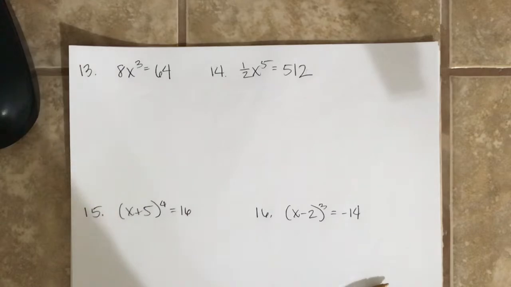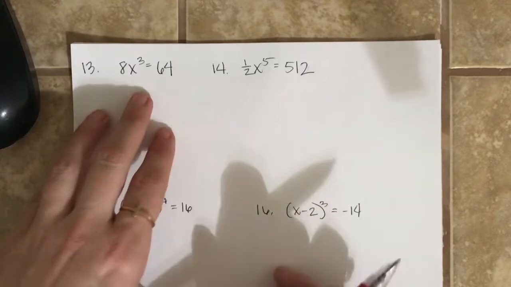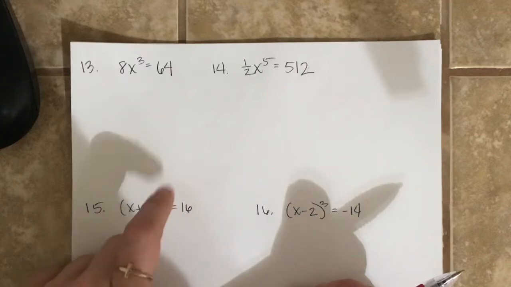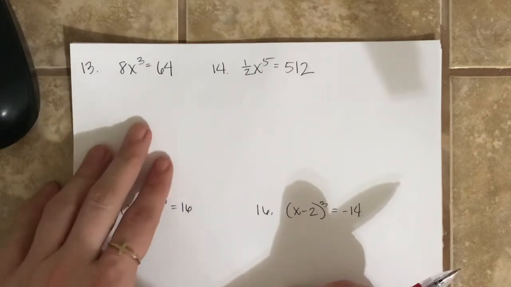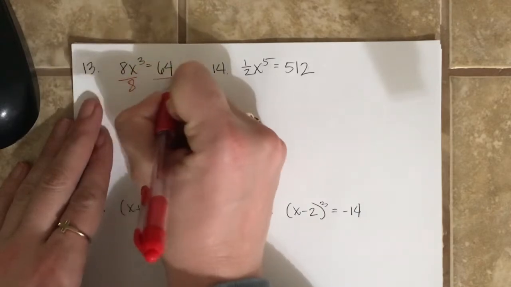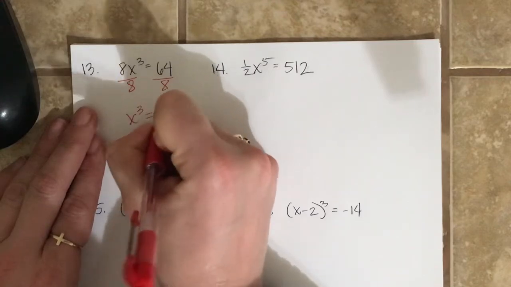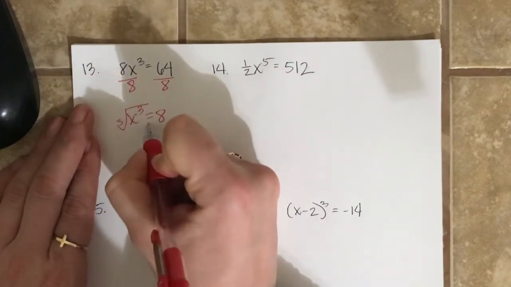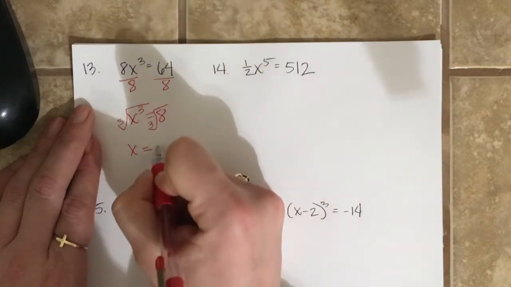Looking at 13 through 16, now we're solving equations. And so remember that when you're solving an equation, if it's an even power, so like here, you're going to need to do the plus or minus. With odd powers, you don't have to worry about that. So looking at number 13, the first thing that we want to do is divide by 8. So we would have x cubed equals 8. And then how do we undo a cube? We take a cube root of both sides. So the cube root of x cubed is x, cube root of 8 is 2.